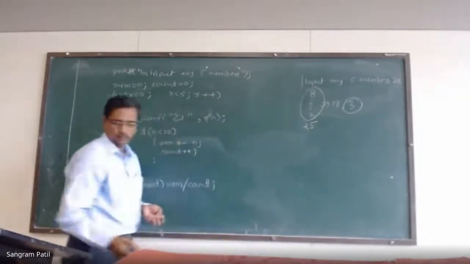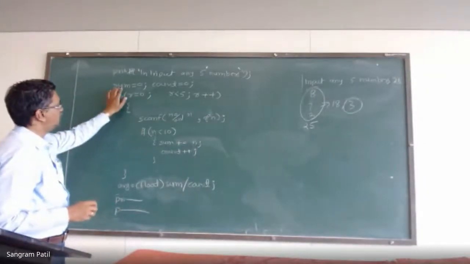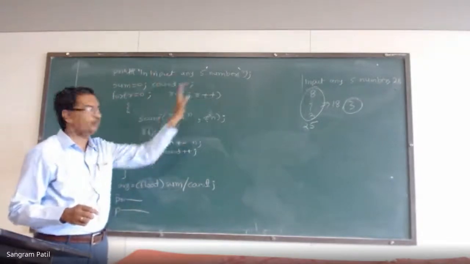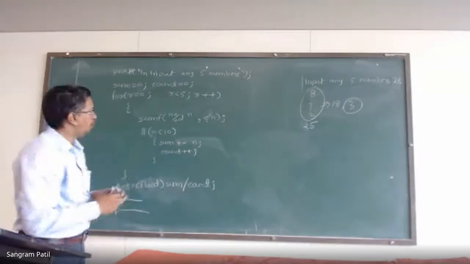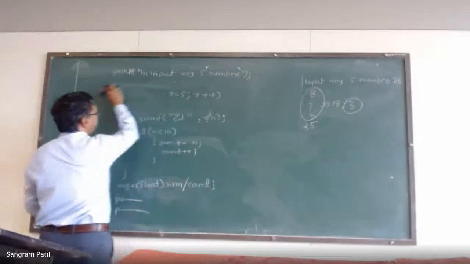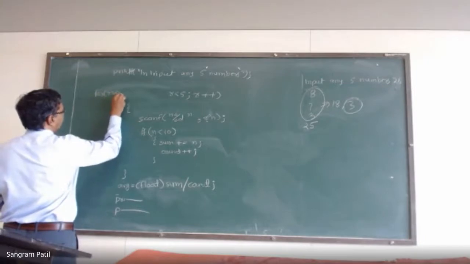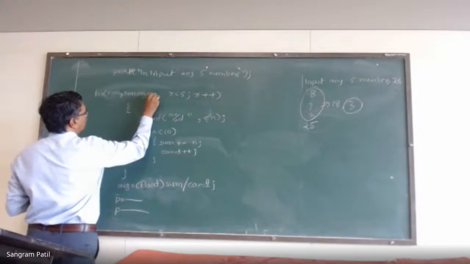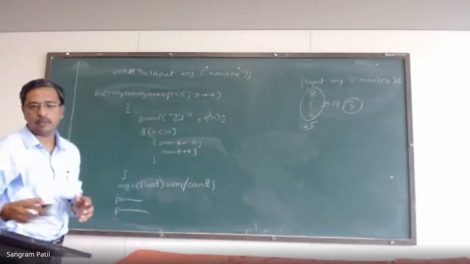Now, the second part. Sum equal to 0, count equal to 0. Here we are giving an initial value, like r equal to 0. So we can replace it here. This part we can replace as r equal to 0, comma, sum equal to 0, comma, count equal to 0, and then semicolon.